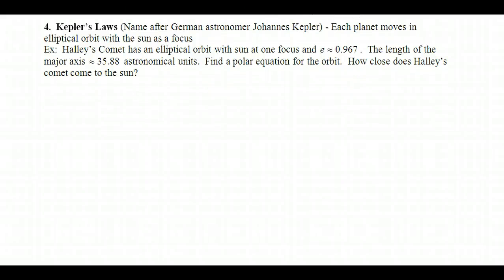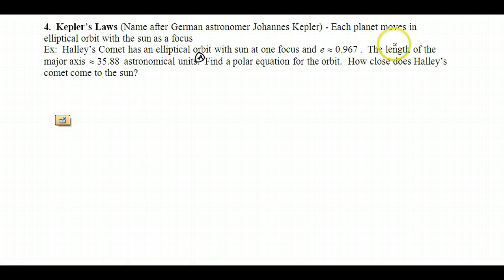All right, last one is Kepler's law. This is named after the German astronomer Johannes Kepler. Each planet moves in an elliptical orbit with the sun as their focus. So for our example, we have Halley's Comet has an elliptical orbit with the sun at one focus, and eccentricity is equal to 0.967. The length of our major axis is 35.88 astronomical units, and we have to find a polar equation for the orbit, and then we also have to figure out how close Halley's Comet comes to the sun. So we have two things we have to solve for.